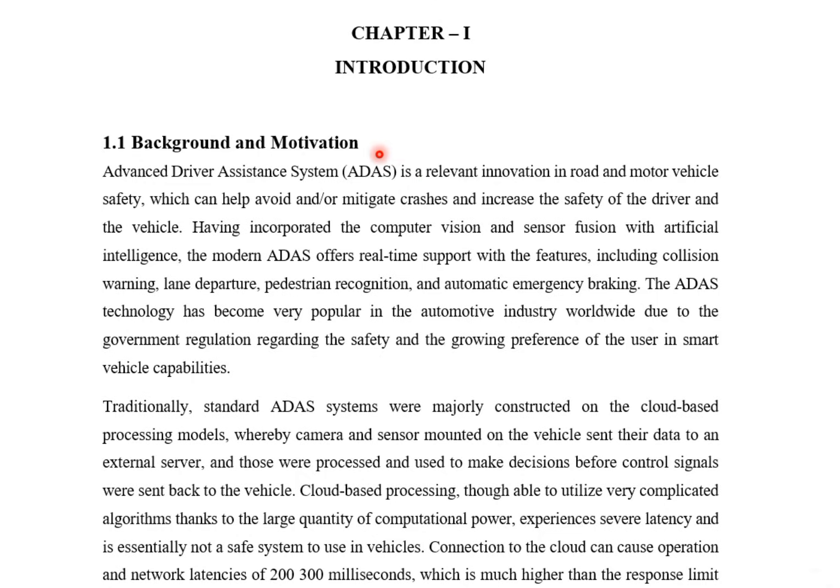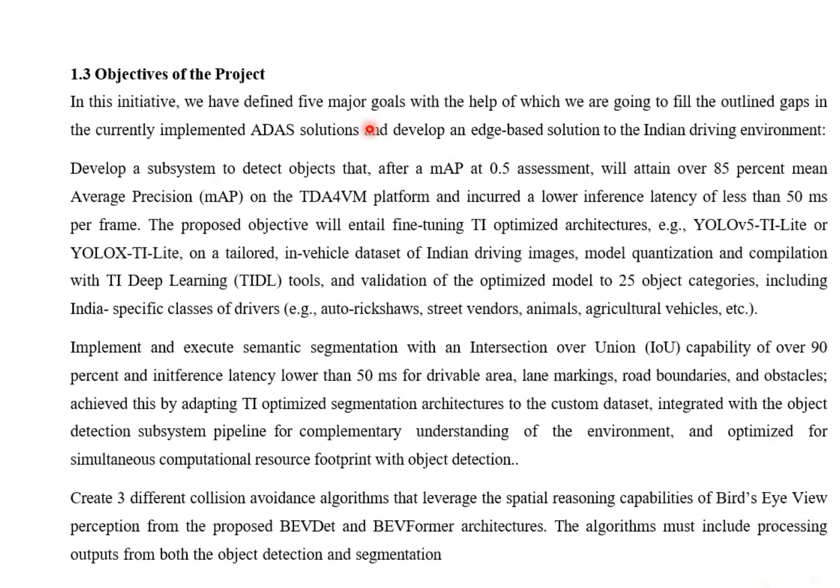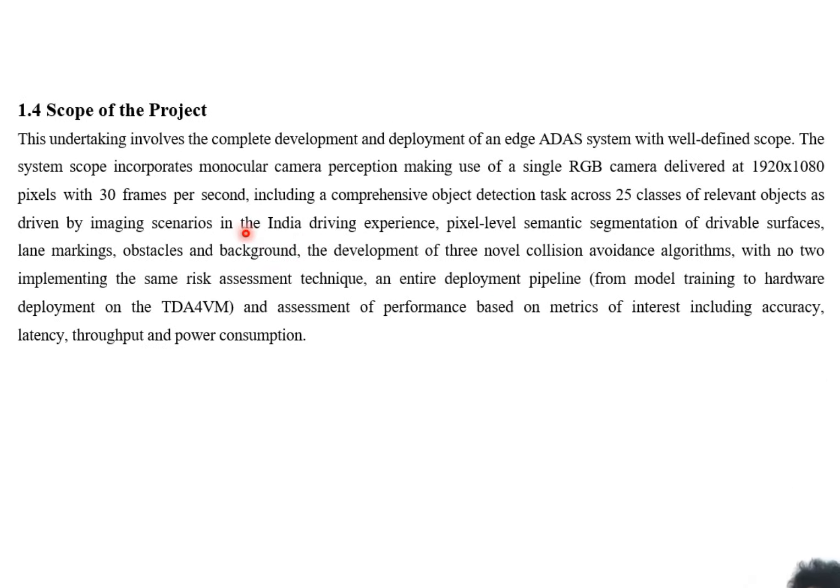First, background and motivation: what motivates you to design this work? Problem statement: you clearly define the problem you identified in previous work, and what solution you are going to give for it. The objectives should be listed out one by one. What you are going to achieve is what we call the objective of the project. You should be clear with your objectives. Then the scope of the project.